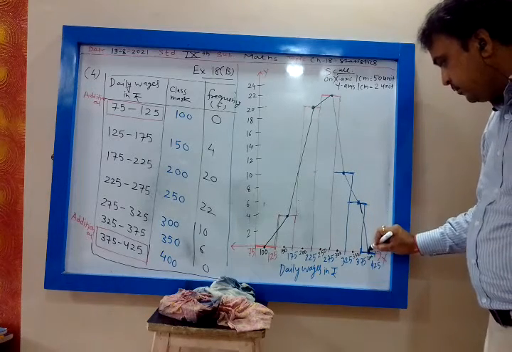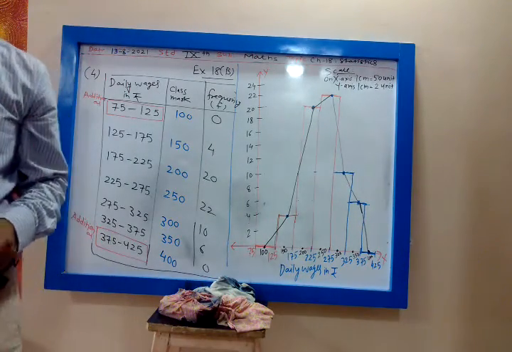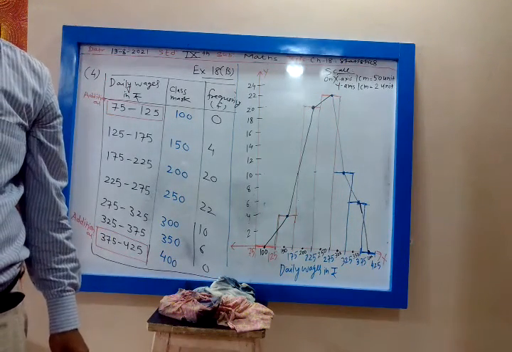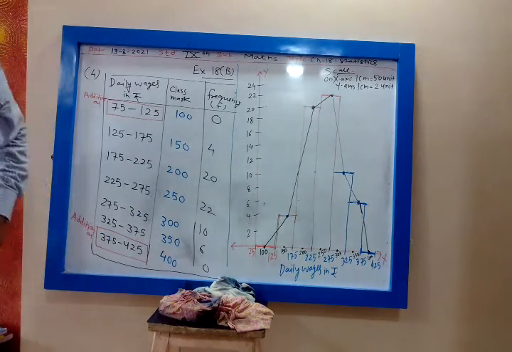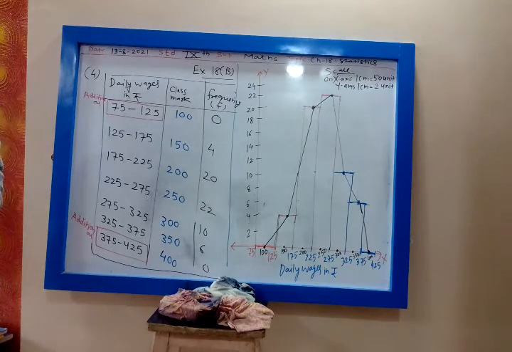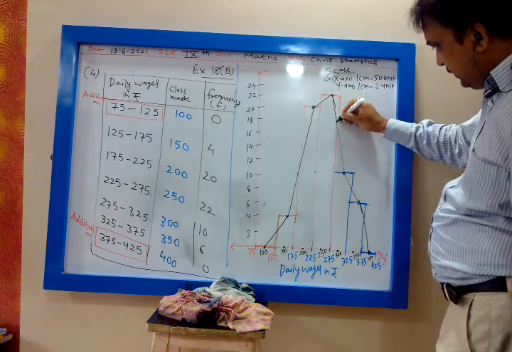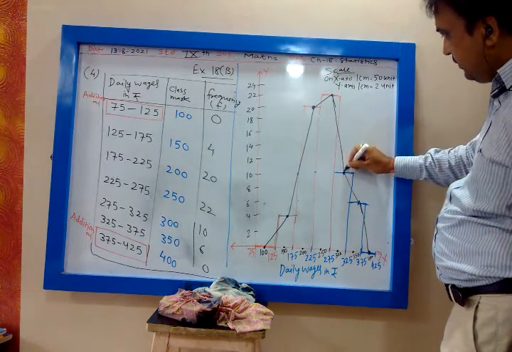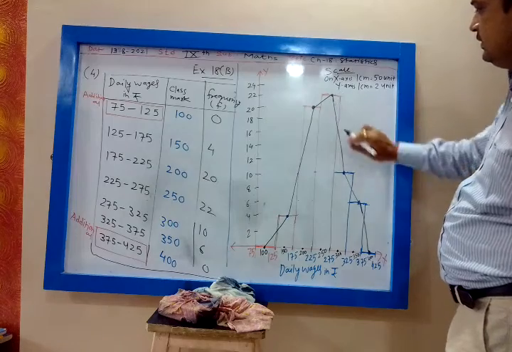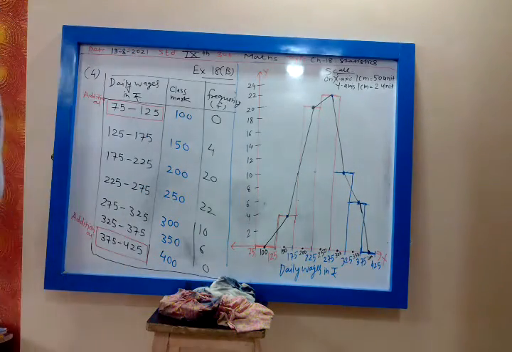We join. So always remember that the frequency polygon curve must start from the x-axis and end at the x-axis. So this is the graph of the frequency polygon using a histogram.